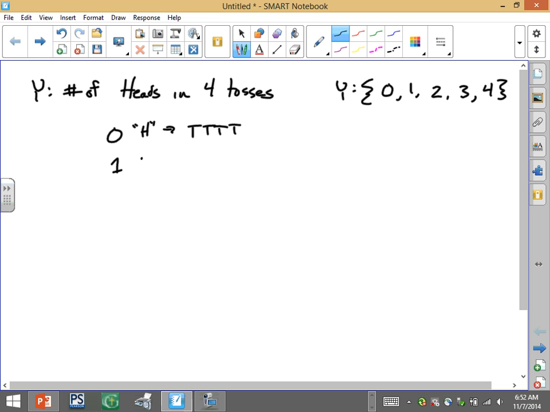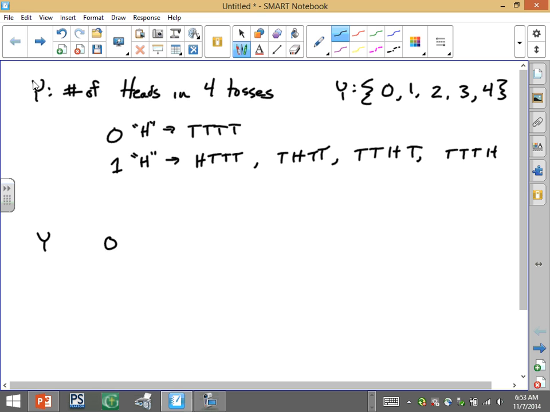But to get 1 head, well, you could get heads first and then all tails. You could get tails, then 1 heads, then tails and tails. You could get 2 tails, your heads, and then a tails. Or you could get 3 tails in a row and then heads, right? So it's a little bit more likely you get 1 heads, right? There's 4 options than 0. So these are things to consider as we start to build our probability distribution.